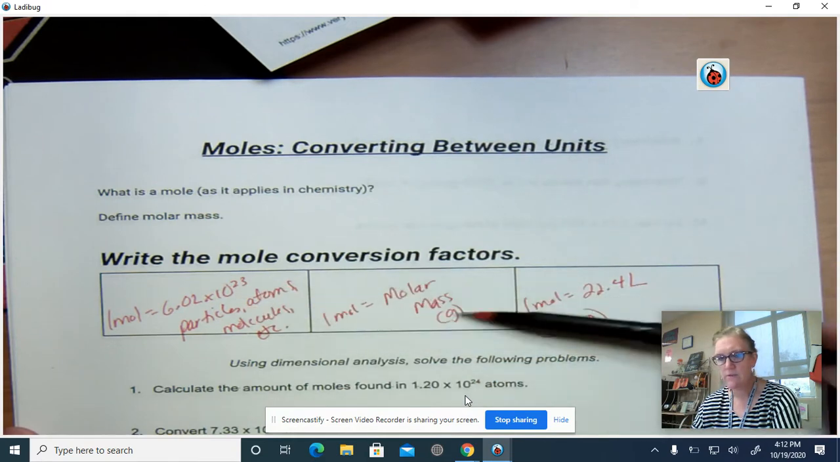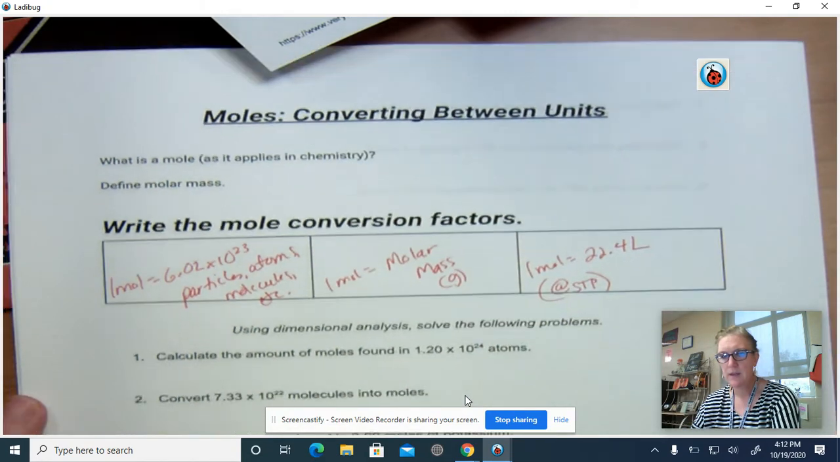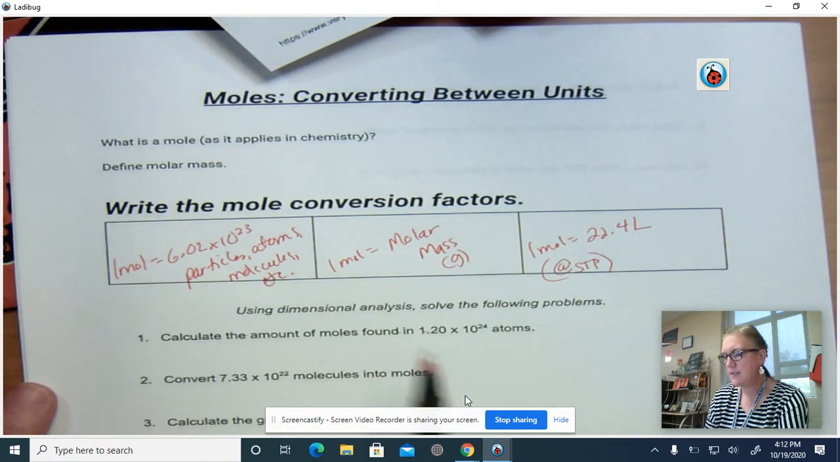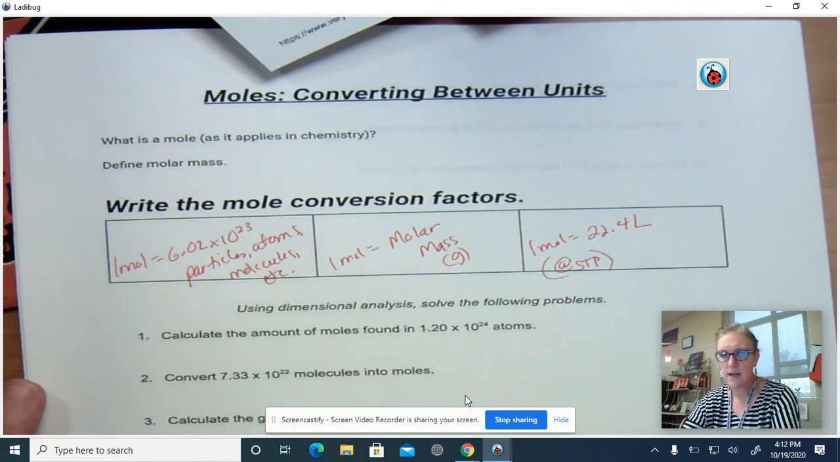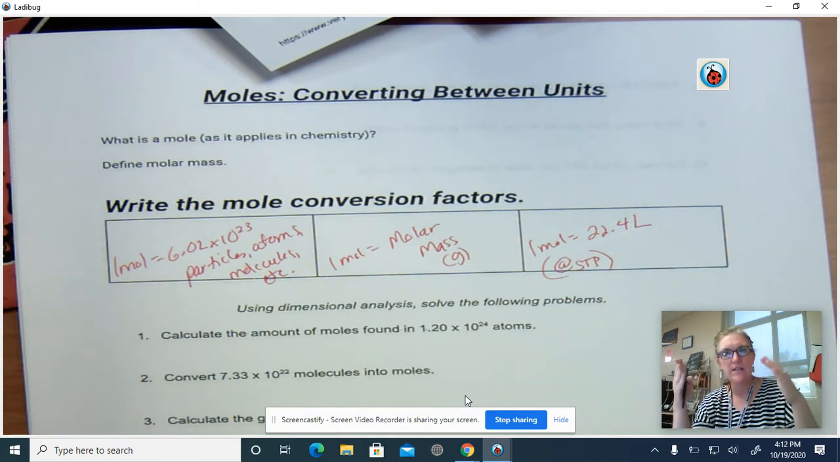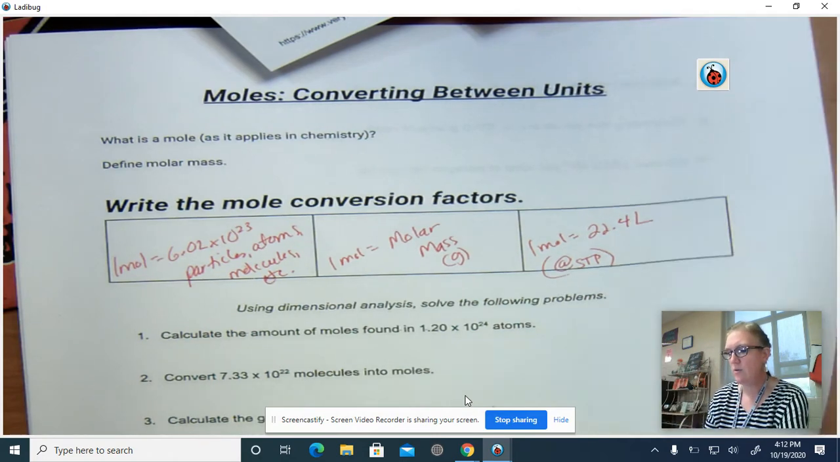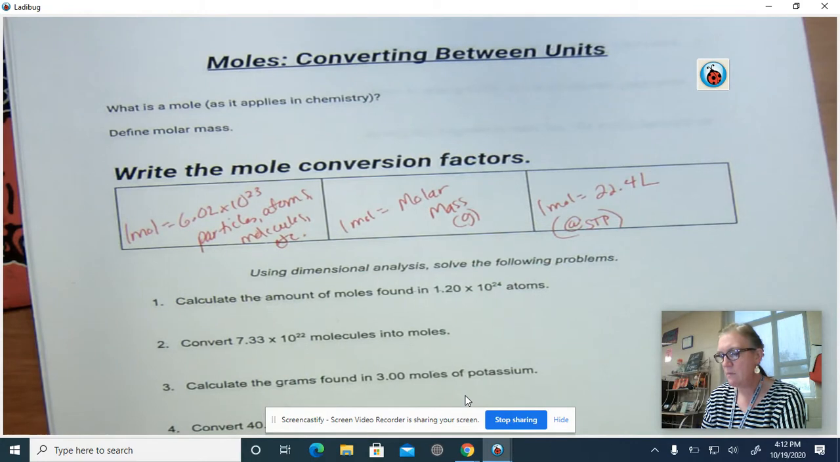Here are some of the conversion factors that we talked about today. In the instructions, it says using dimensional analysis, solve the following problems. The reason why I'm going over this with you is because there's a specific way that I want you to do these problems, and it's using the factor label method or dimensional analysis. Basically, you're using the units to tell you how to set up the problem, and then you'll do your multiplication and division. So let's start with number one.